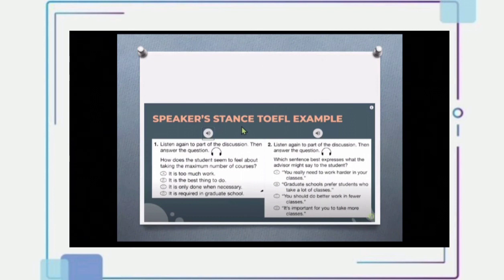The test might ask you, listen again to part of the discussion, then answer the question. In this part, the speaker will repeat the part of the discussion. And then the test might ask you, how does the student seem to feel about taking the maximum number of courses? To answer the question, you must listen to what is said in the content and how it is said, and draw a conclusion, and then answer the question.